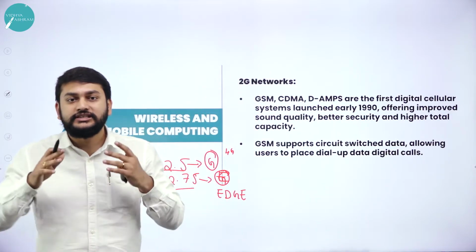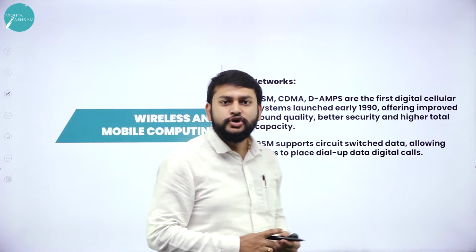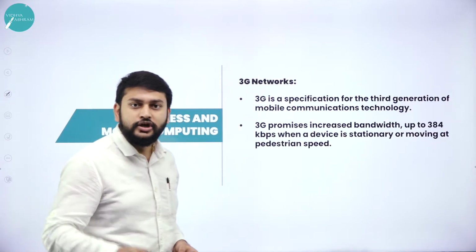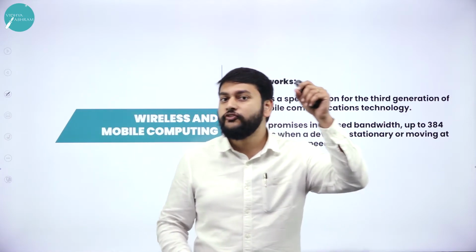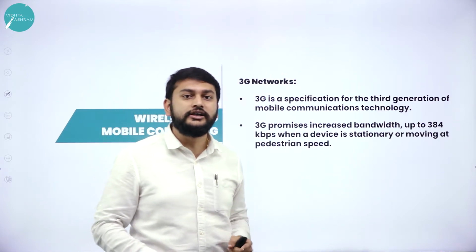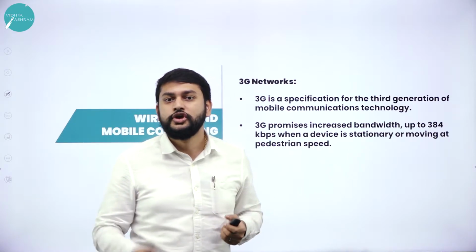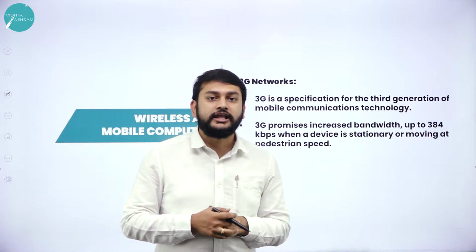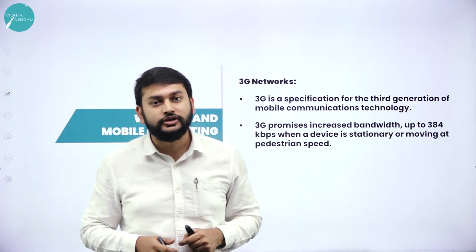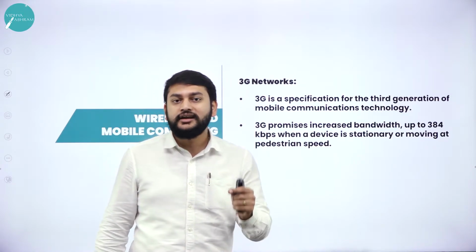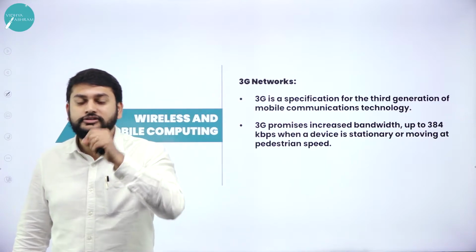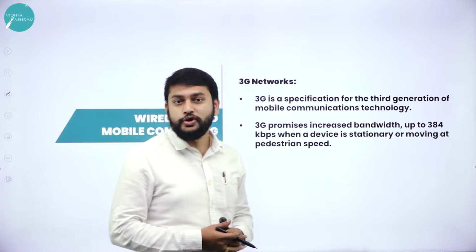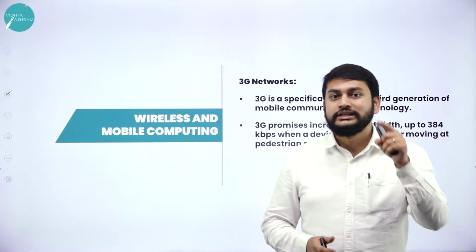We have 3G. What happens in 3G? The first smartphone got introduced in this generation. You were able to use 2 Mbps of data rate transmission in the third generation. Please remember, you started using the smartphone in the third generation, and you were able to access 2 Mbps. That's what you need to remember when it comes to 3G.